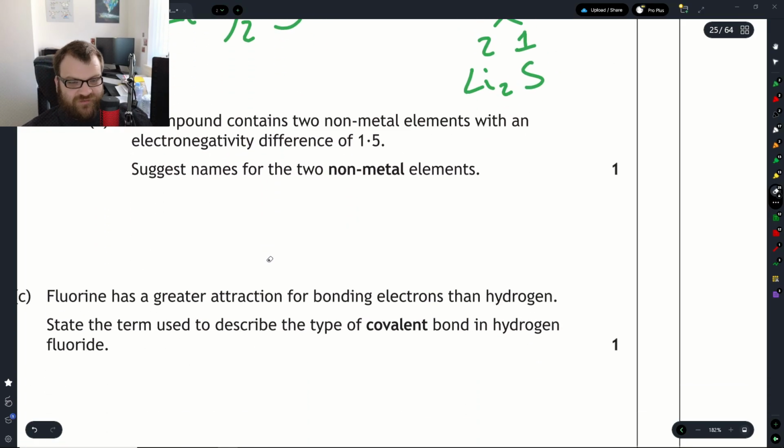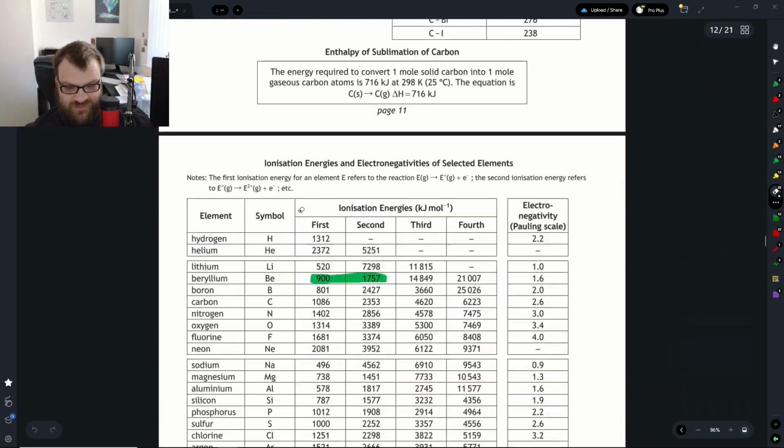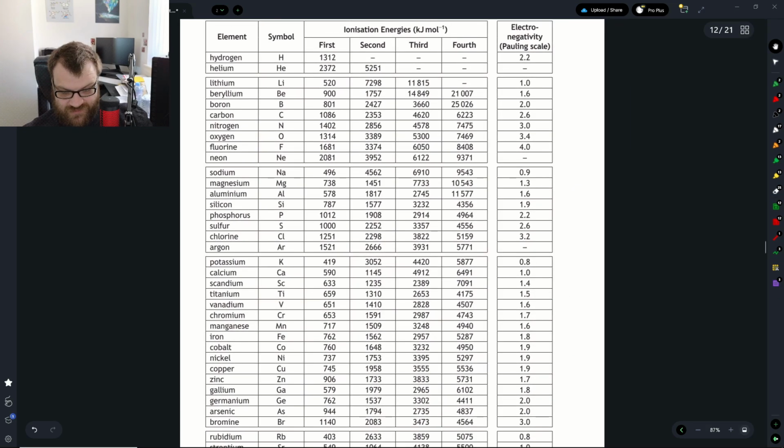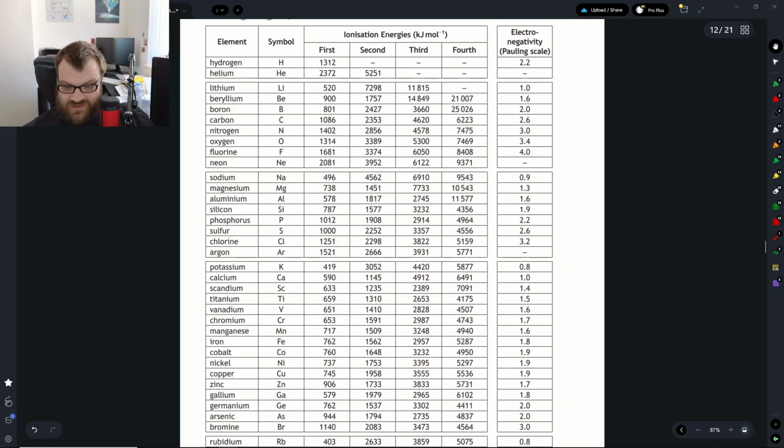In this next one, we're looking for two non-metal elements with an electronegativity difference of 1.5. We'll have to suggest names for those. So if we come down here, we're looking for a difference of 1.5. Roll it a little bit. Try and pick out some of them. It needs to be non-metals. That's another thing we need to consider. So I've spotted that bromine and titanium have a difference of 1.5, but titanium is a metal, so that cannot be correct. I'm going to go away from that.